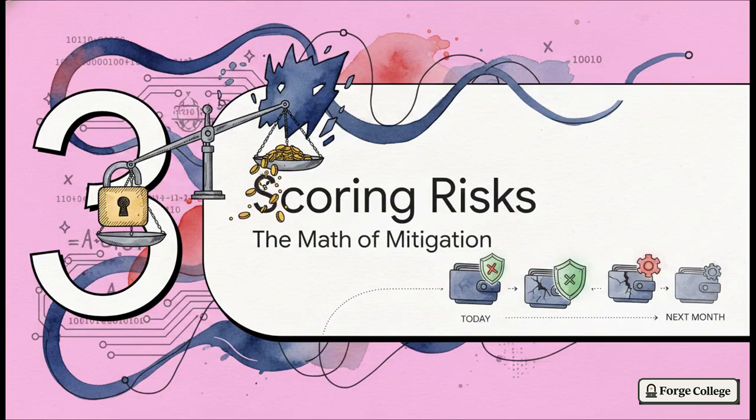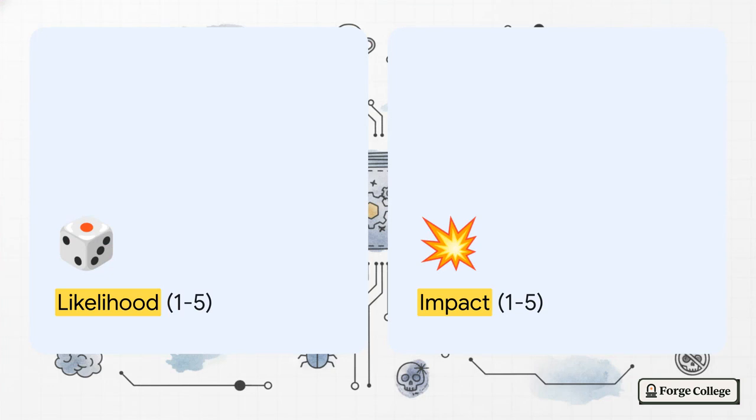Okay, Section 3, scoring and prioritizing risks, or what I like to call the math of mitigation. Because reality check, not all threats are created equal, and sadly, we don't have infinite engineering time. The scoring mechanism here is delightfully simple. You assign a likelihood score from 1 to 5, and you literally just multiply it by an impact score from 1 to 5 to get your overall severity score.